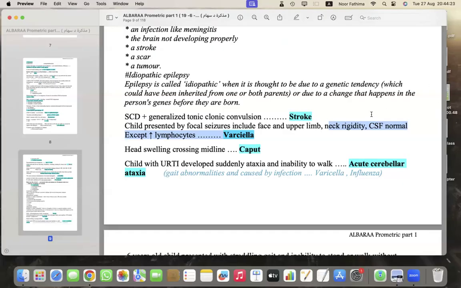There is neck rigidity, CSF normal, but there are increased lymphocytes. Means definitely it's a viral cause. It is varicella.